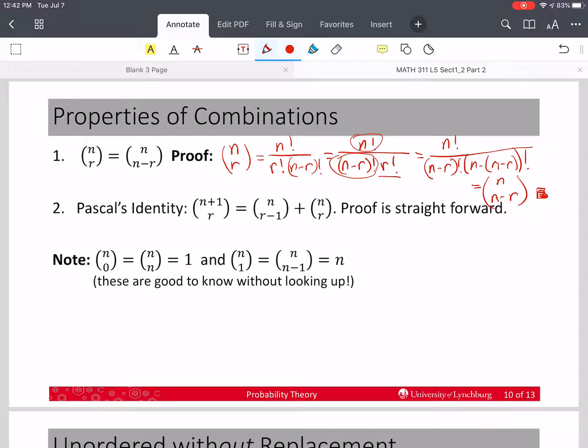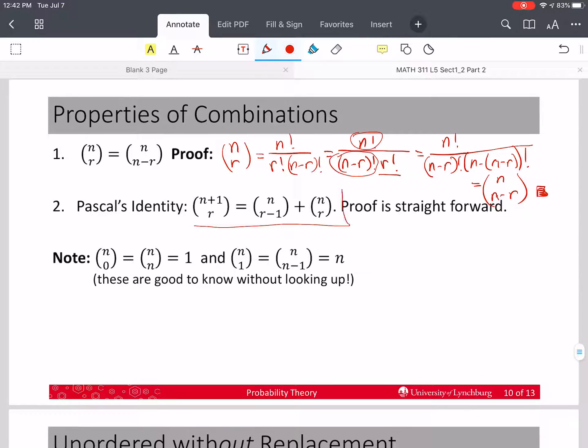So we're done. Pascal's identity is very handy to know. I would certainly write this down on my formula sheet, and the proof is straightforward, so I'll let you work that out on your own.